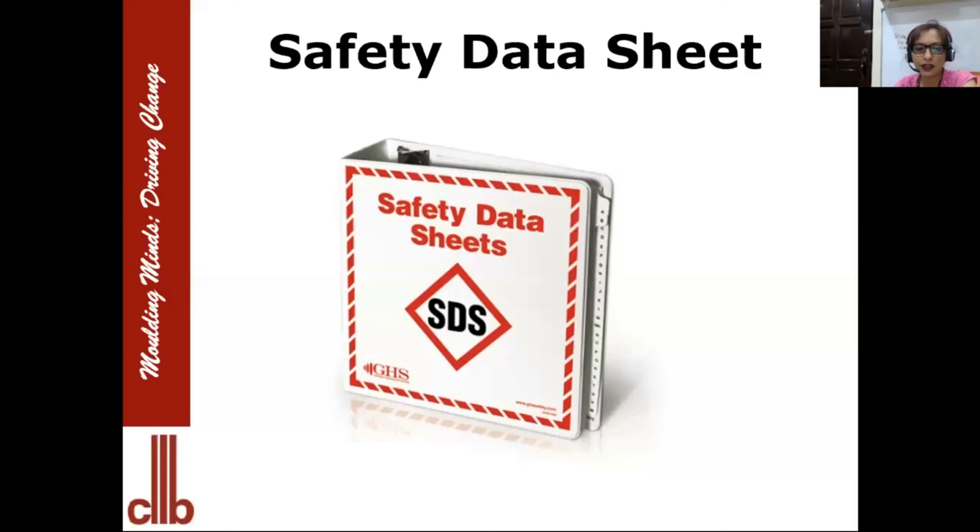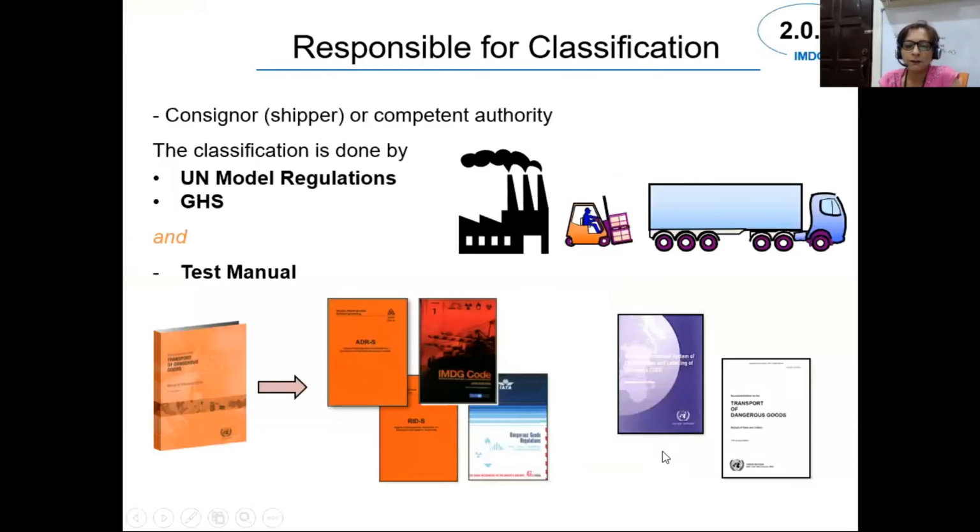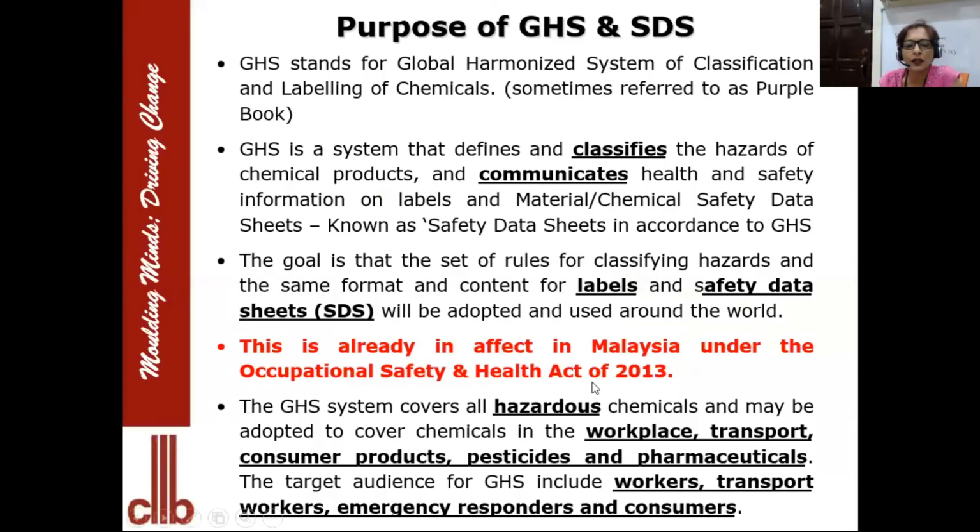This safety data sheet is governed under the Purple Book, the Global Harmonized System. What tells the manufacturer or shipper that they need to produce a safety data sheet is the Global Harmonized System, this Purple Book. And it has now become part of our national law under the OSHA Act. Under the OSHA Act, manufacturers have to classify the dangerous substances that they are producing to be handled and transported.